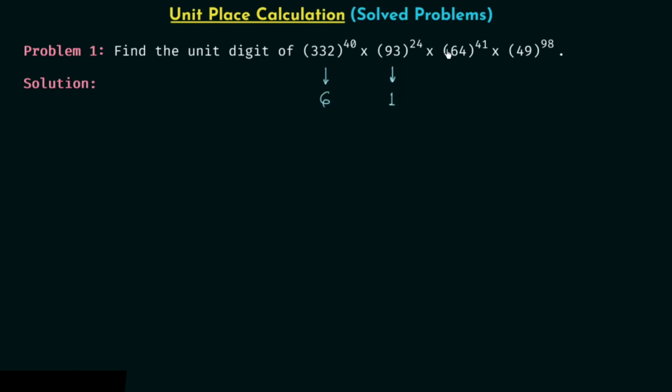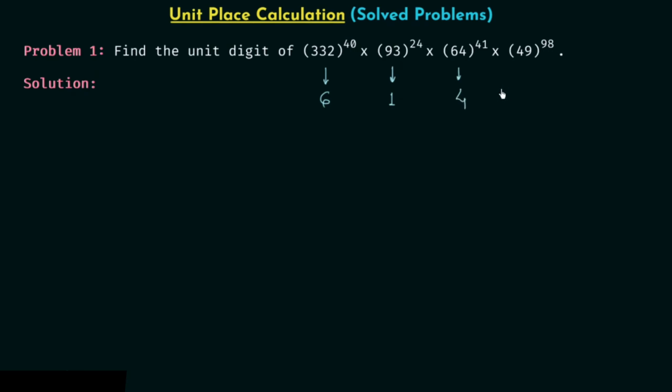Now moving on to this power 64 raised to power 41. 4 is the digit at unit place, and we know the rule when we have 4 at the unit place. We simply need to check if the power is even or odd. When the power is even, we get 6 at the unit place, and when the power is odd, we get 4 at the unit place. Here the power is 41, which is odd, and therefore we will get 4 at the unit place.